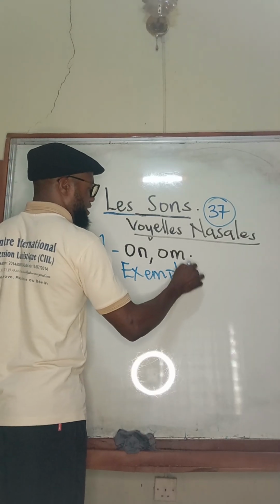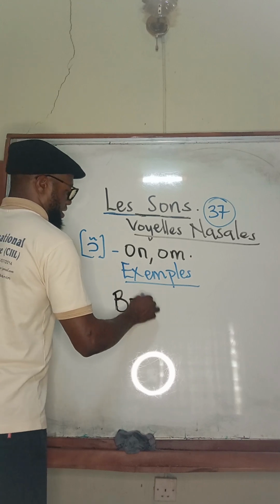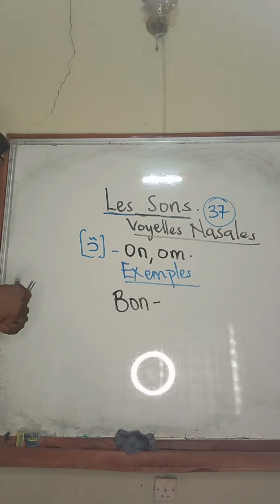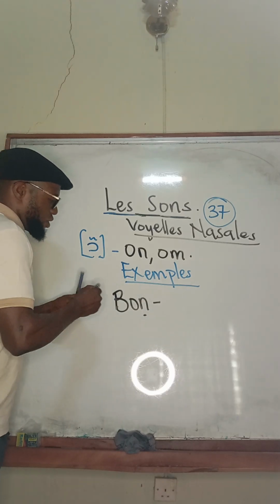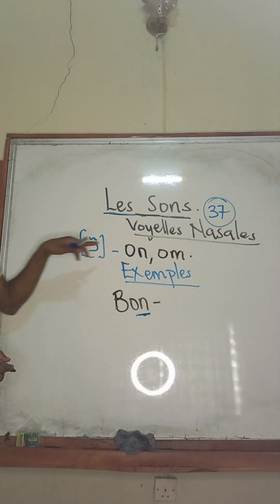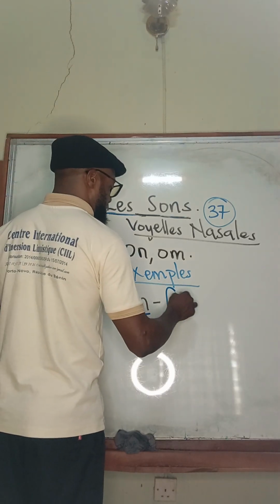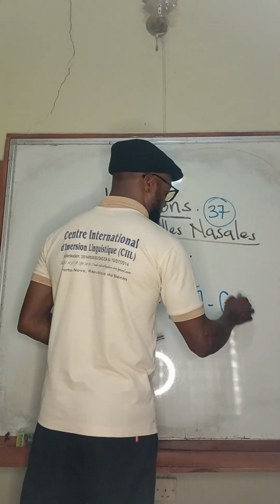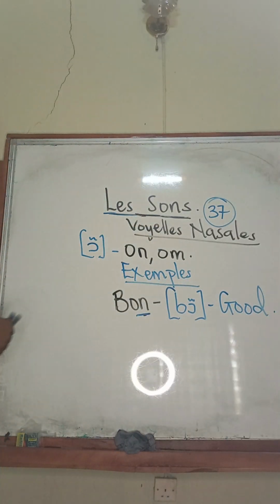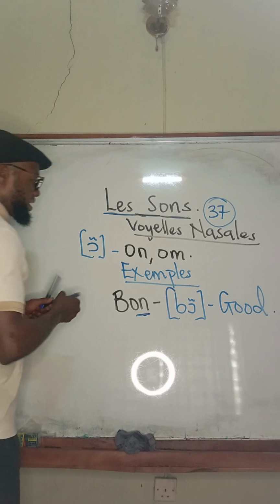Now let's look at some examples under these two. I'm giving you this word, then you pronounce it for me. Can you try to pronounce this? Exactly, bon. Because of this O-N. Have you seen this O-N? They say O-N is pronounced as this. So because of this O-N, you have bon. If you want to transcribe this, you have B and on. The meaning of this word is good. Bon. Now let's give another example of this.